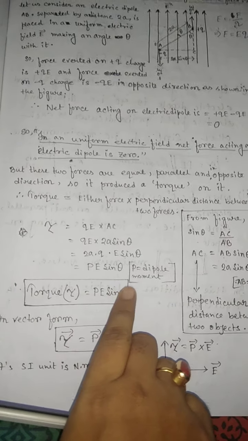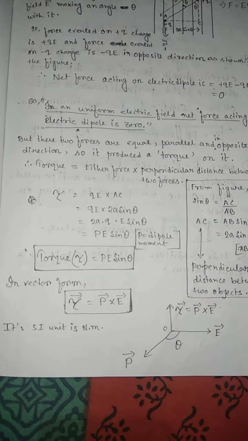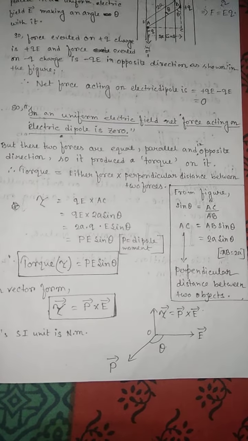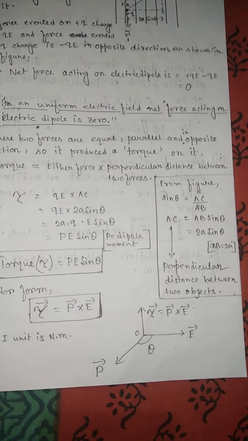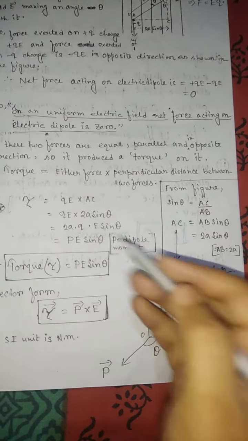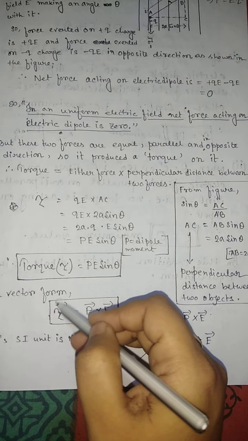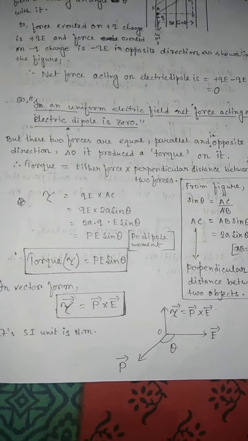So torque equals PE sin theta. Now if we write it in vector form, as we know from class 11, sin theta appears in products of two vectors. There are two processes: one is a dot product, another is a cross product. When the product of two vectors is also a vector, we use the cross product. Because torque is a vector quantity, torque equals P cross E.